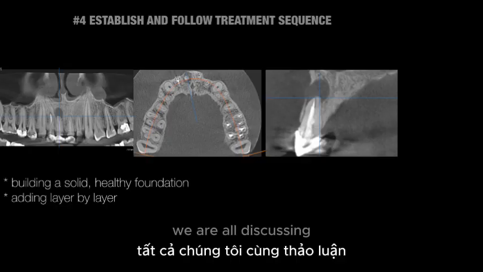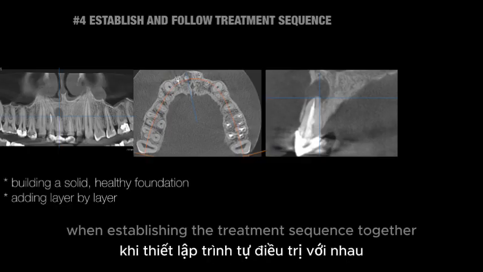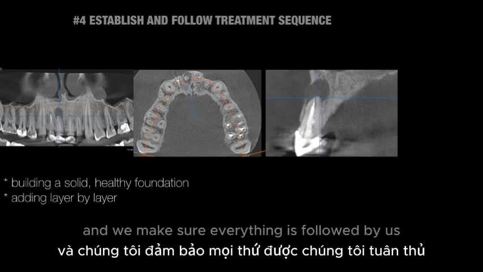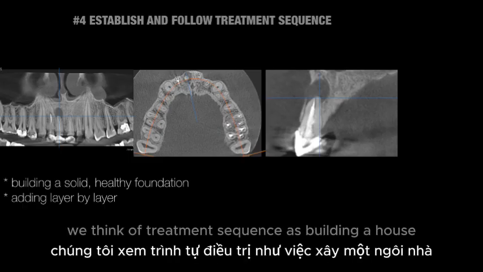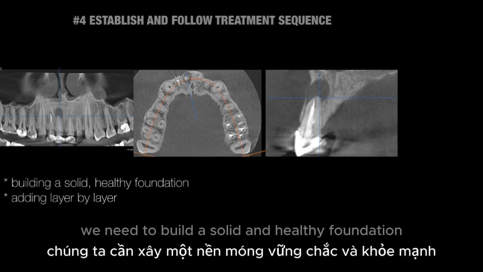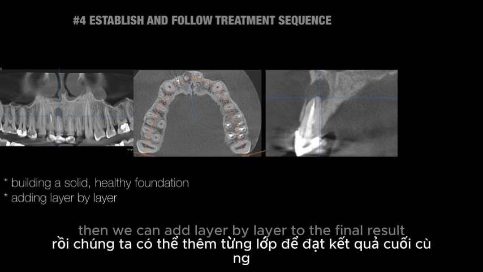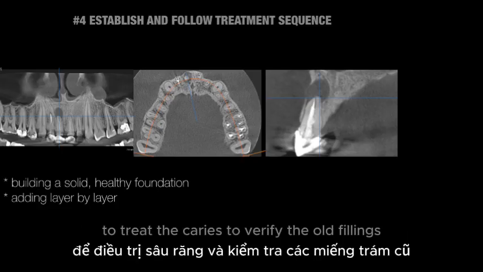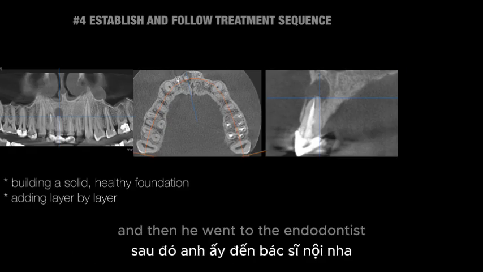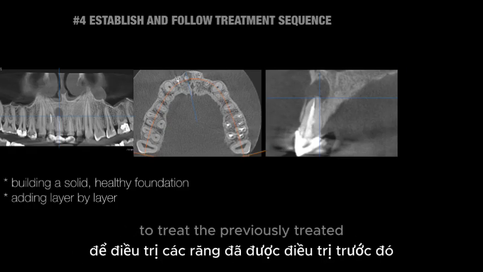We are all discussing when establishing the treatment sequence together, and we make sure everything is followed by us and by our patient. We think of treatment sequence as building a house. We need to build a solid and healthy foundation on which then we can add layer by layer to the final result. So we sent the patient to the restorative dentist to treat the caries, to verify the old fillings, and then he went to the endodontist to retreat the previously treated teeth.